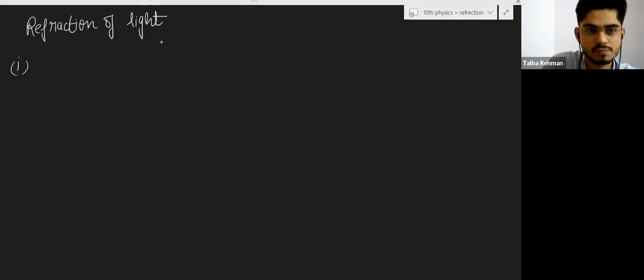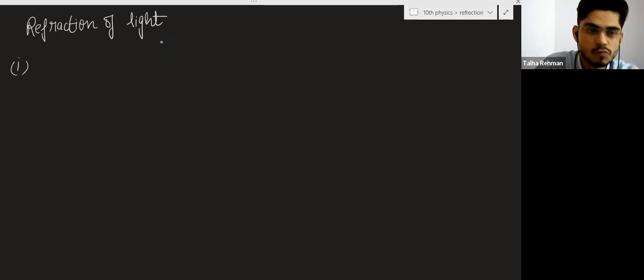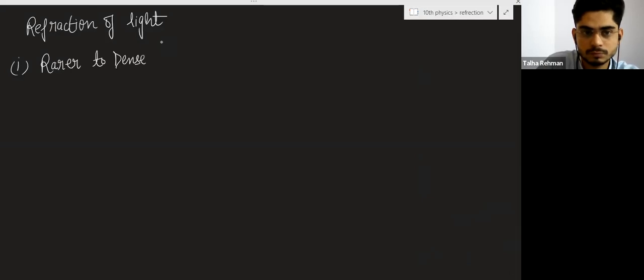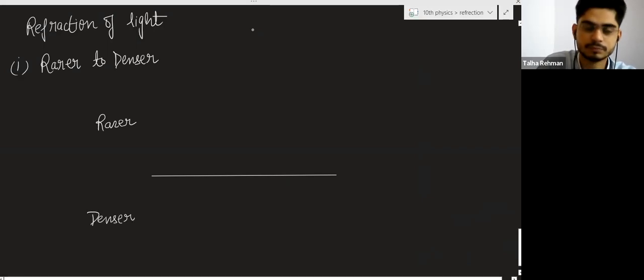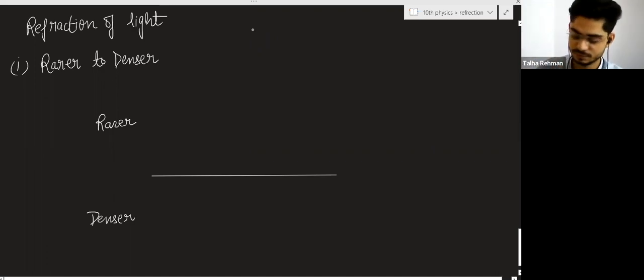Refraction of light, number one. I have told you refraction of light takes place when the light changes the medium. So when the light is traveling from rarer to denser medium, suppose here is a rarer medium, here is a denser medium, and this is the interface between the rarer medium and the denser medium. You can imagine it like that.